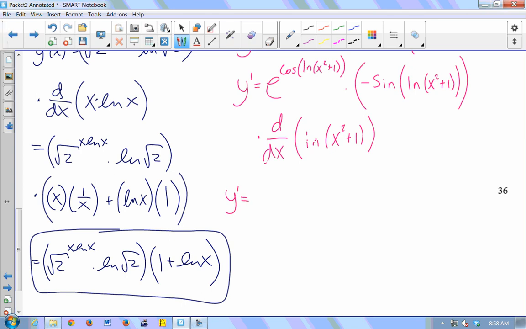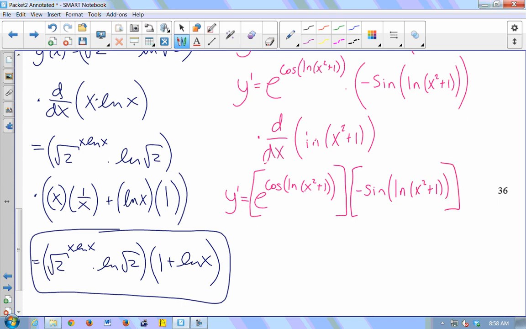All right, so I'm just going to copy down what I already have here. e to the cosine of the ln, and that's times the negative sine of the ln of x squared plus 1 times, okay. Now I'm going to work on the derivative of the ln of x squared plus 1.